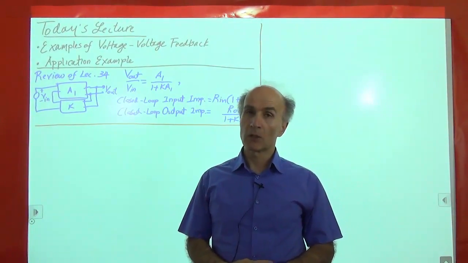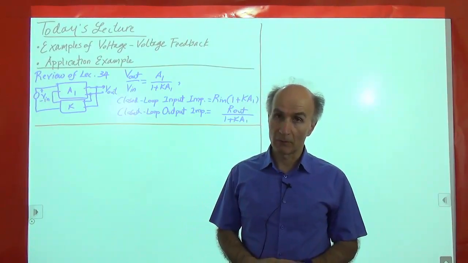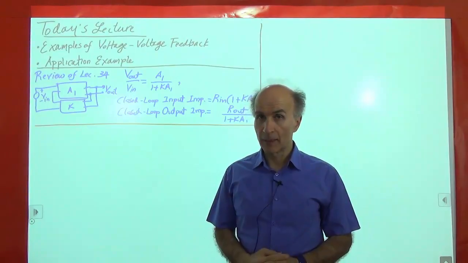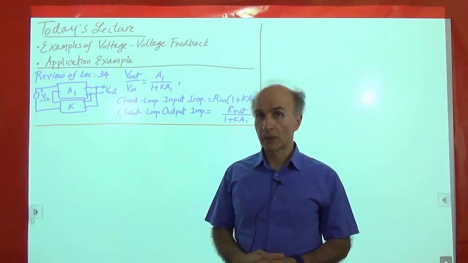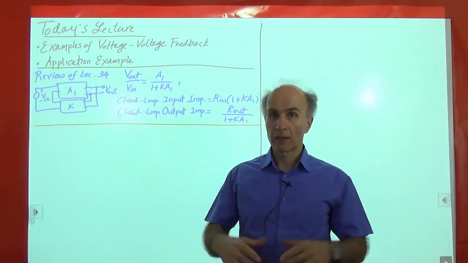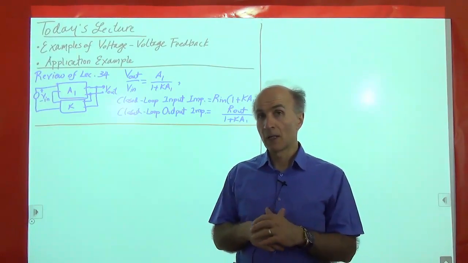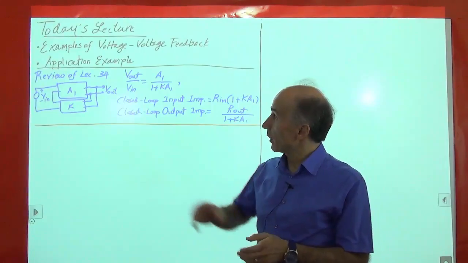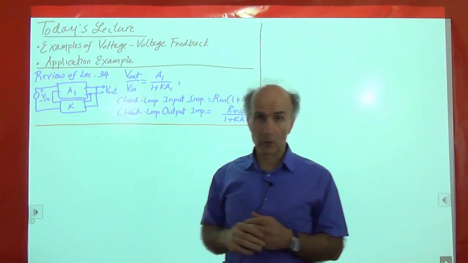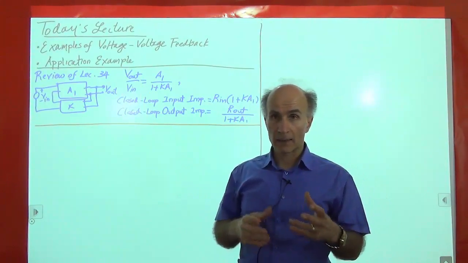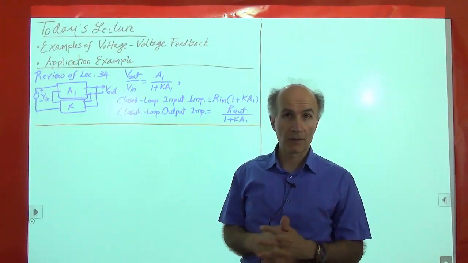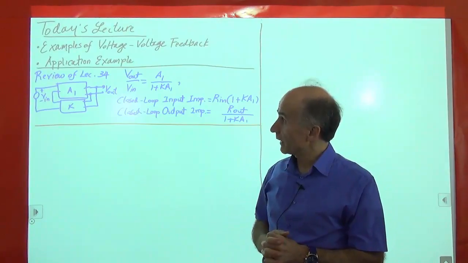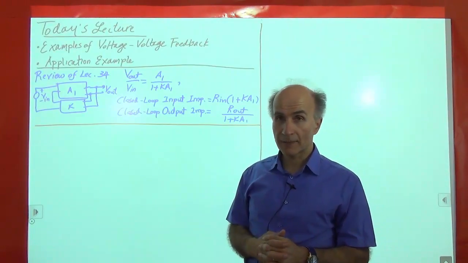Today we will go over some examples of voltage-voltage feedback, a topology that we studied last time, and try to become comfortable with various circuit implementations that employ voltage-voltage feedback. And then we'll also look at an application example where we see that this is actually used in some interesting and useful cases. All right, before going there, let's just review what we covered last time.